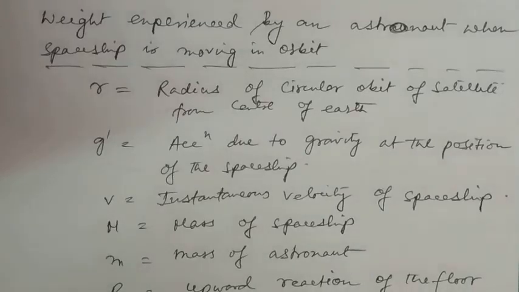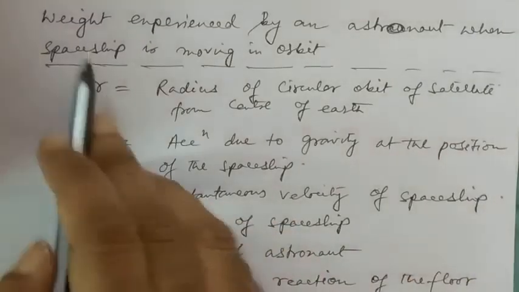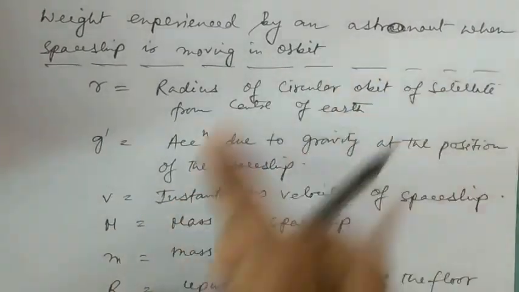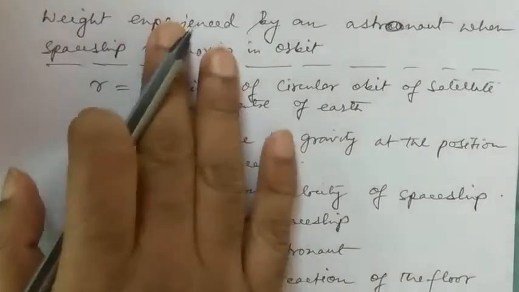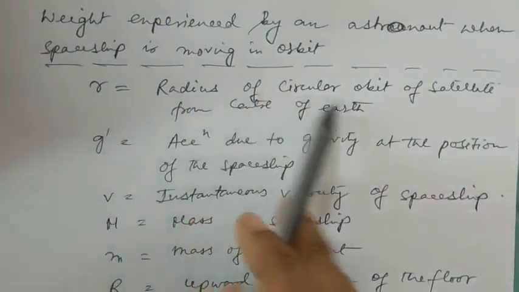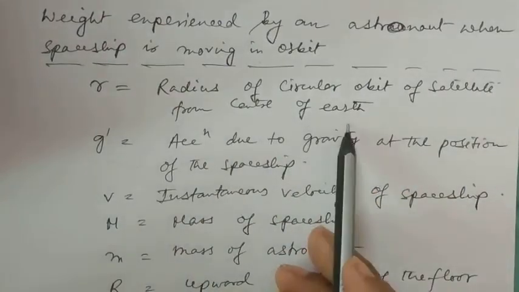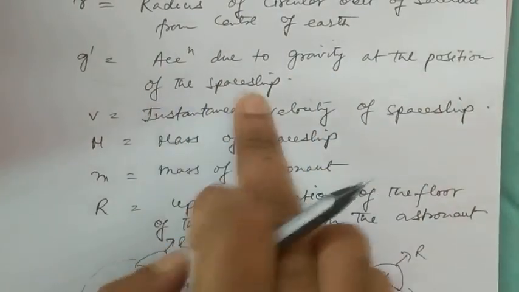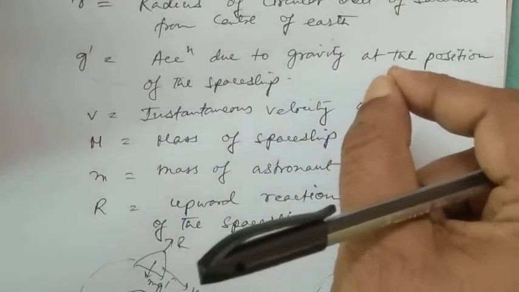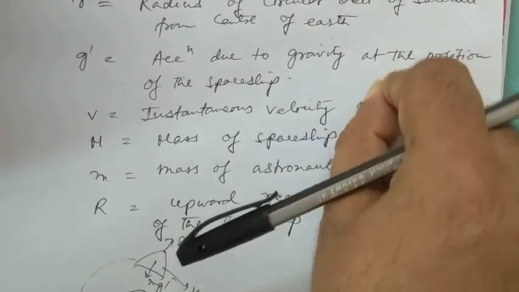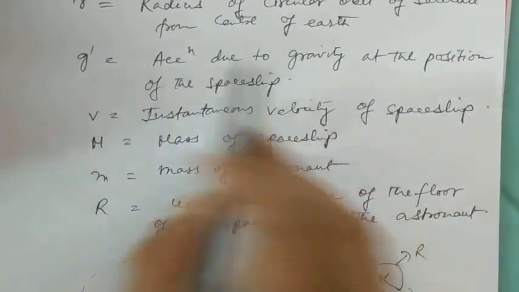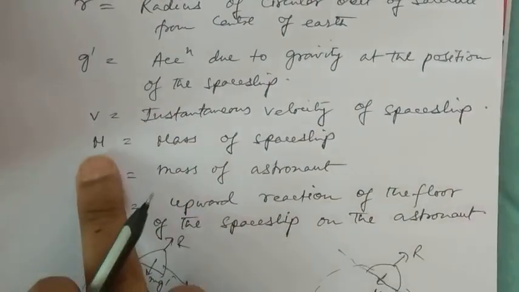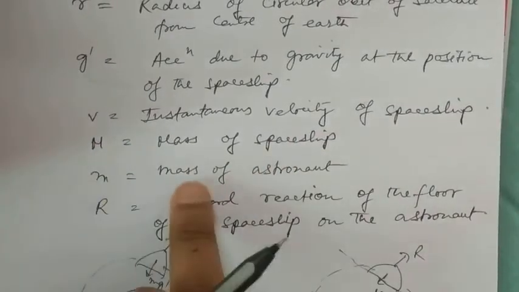Now the last topic that we are going to discuss is the weight experienced by an astronaut when the spaceship is moving in orbit. So small r is the radius of the circular orbit of the satellite from the center of the Earth, as previously explained. Now g dash is the acceleration due to gravity at the position of the spaceship. v is the instantaneous velocity of the spaceship. Capital M is the mass of the spaceship and small m is the mass of the astronaut.